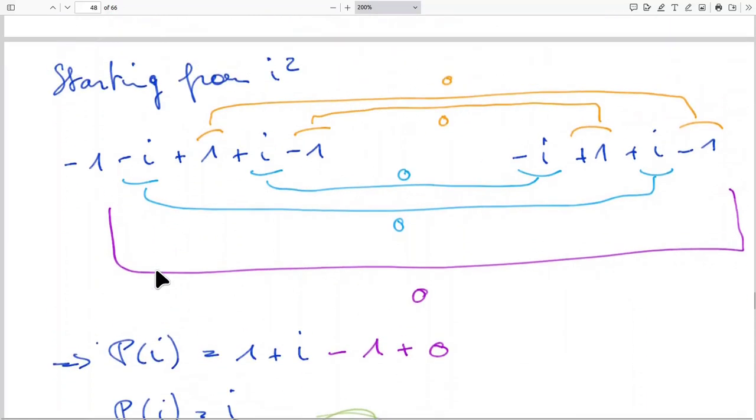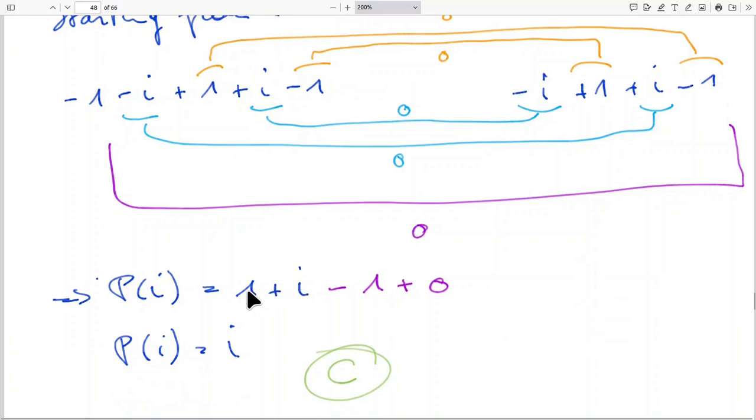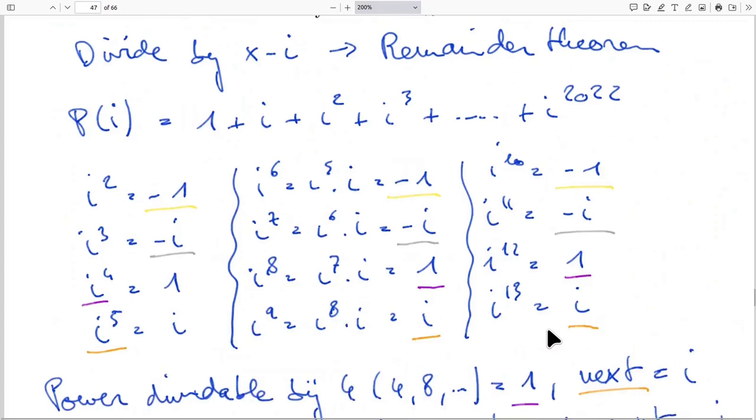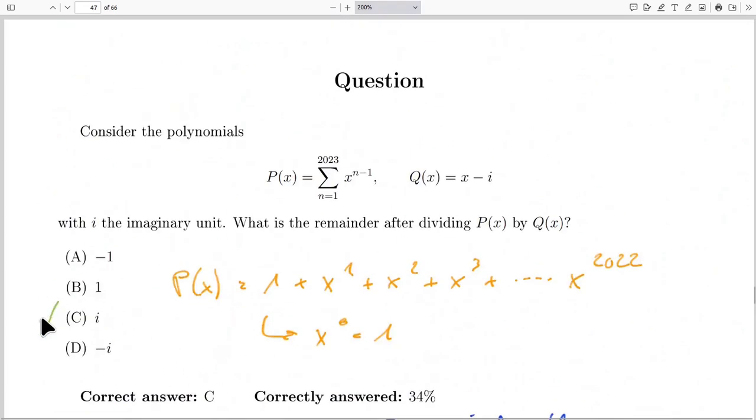So p of i will give you 1 plus i minus 1, that's i squared, right? Plus then 0. So 1 minus 1 is also 0. So p of i is i, so the remainder is i, and that's answer C.